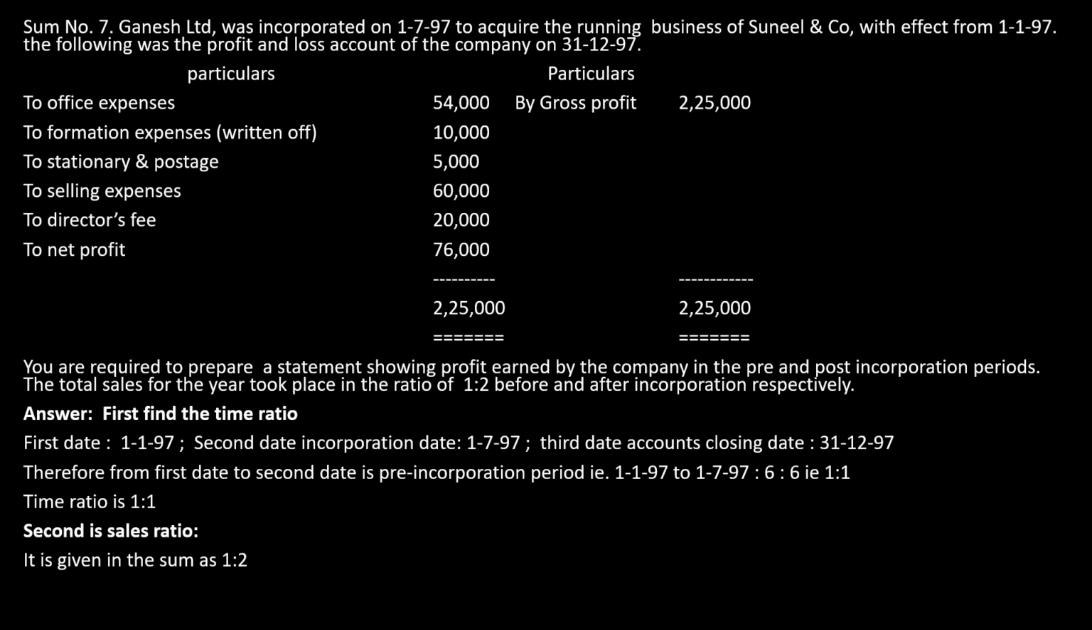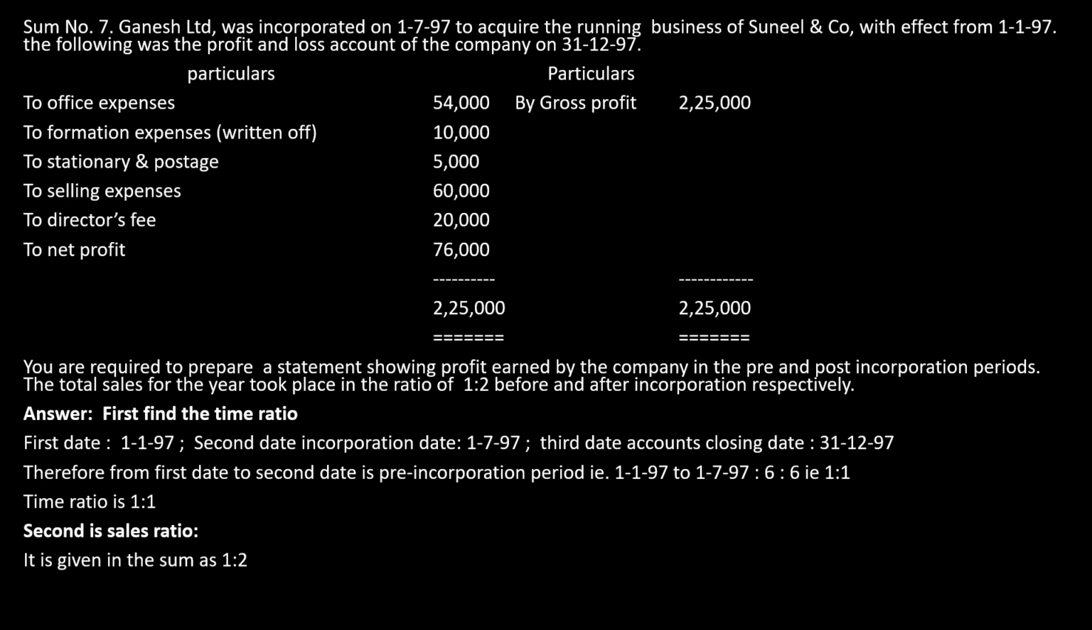Once you find a sum, for the answer you have to start with the time ratio first. You will calculate the time ratio first. What is the first date as given in the sum? 1/1/1997. What is the second date given in the sum? That is the incorporation date, 1/7/1997.